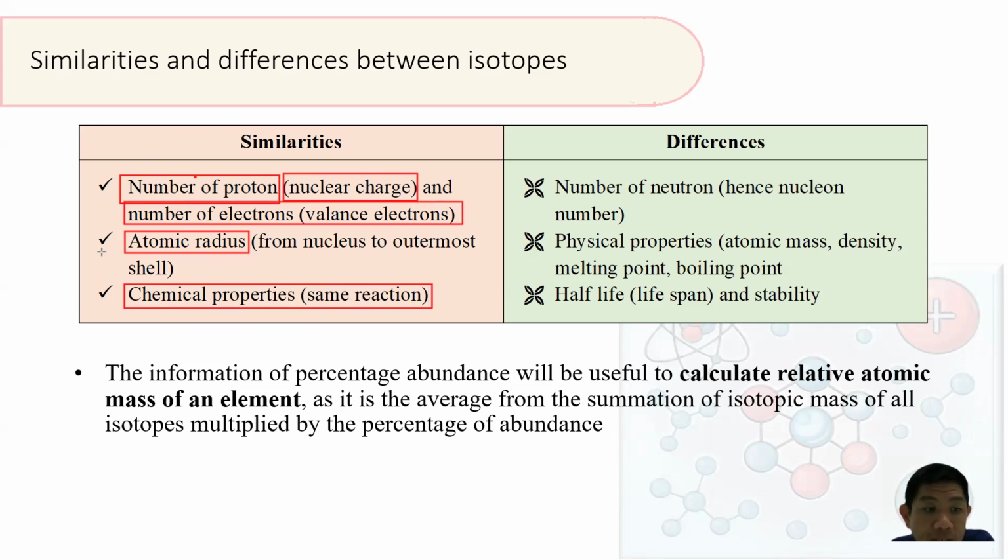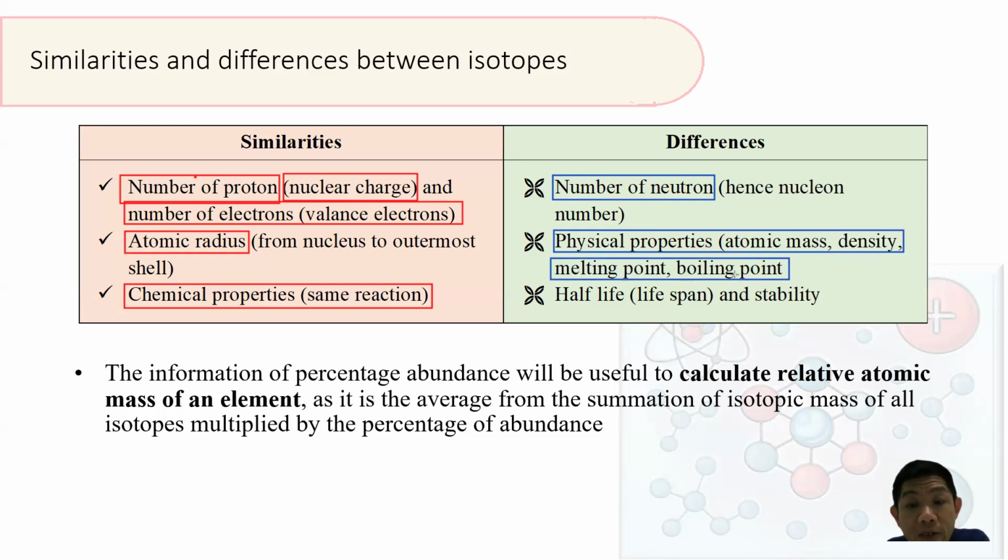Whereas the differences between these isotopes are that they have different numbers of neutrons, hence different nucleon numbers. They have different physical properties, because mass influences some of the basic physical properties such as atomic mass, density, and even melting point and boiling point are sometimes influenced by isotopes. And of course, different isotopes have different half-lives and stabilities. The information of the percentage abundance allows us to calculate the relative atomic mass of an element, which is defined as the average of the summation of the isotopic mass of all isotopes multiplied by the percentage of abundance, where we are going to look into details in our next video.